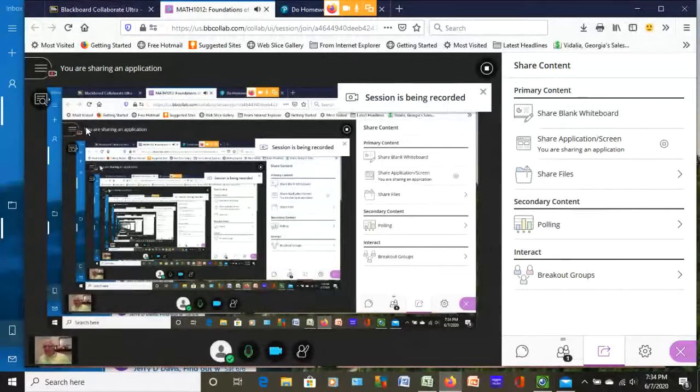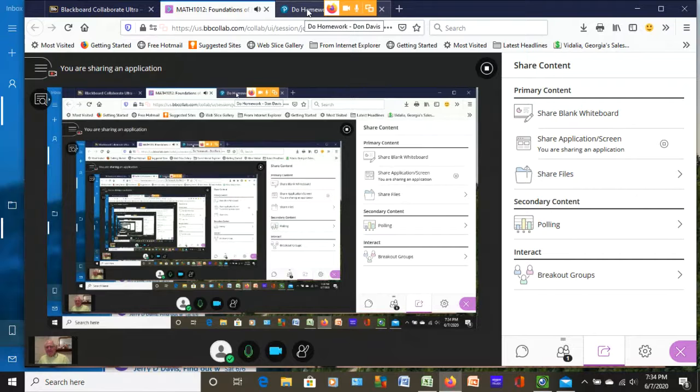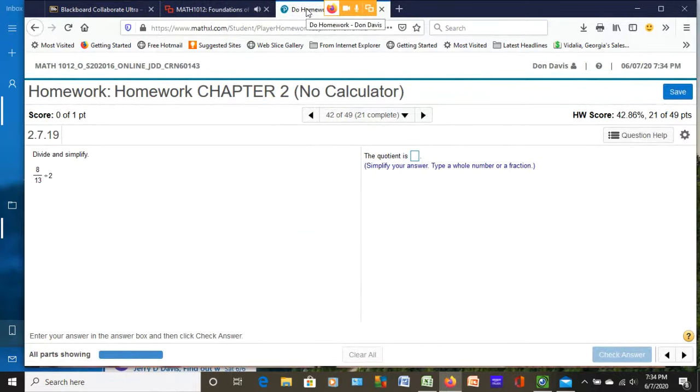This is a Math Excel problem from Chapter 2, Section 7. And here's the problem, and let me jot it down on the pad. The problem says 8/13 divided by 2.